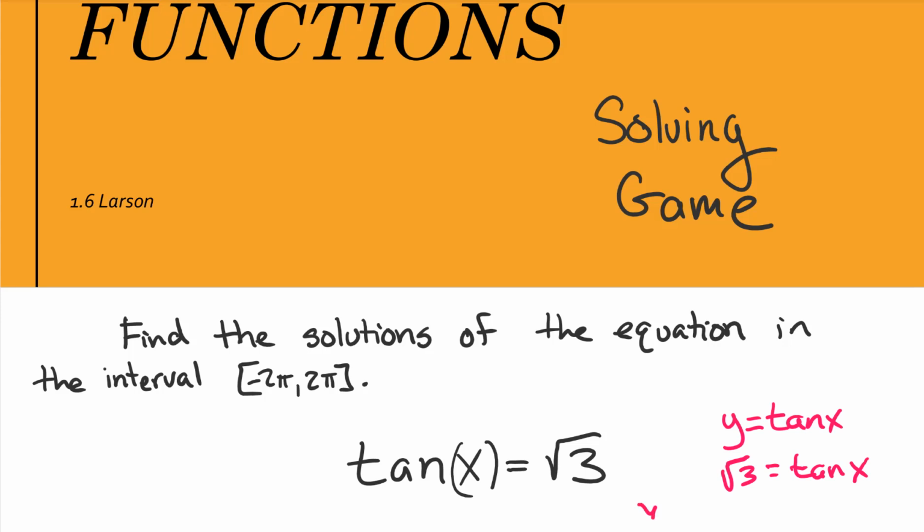So everywhere our y equals the square root of 3, we want to know what our x values are going to be. If you put this in concert with that little table I gave you, you can figure out that one of them is pi over 3. Tangent of pi over 3 equals root 3, just from looking at the table. There's one of your solutions. But let's look at the graph.